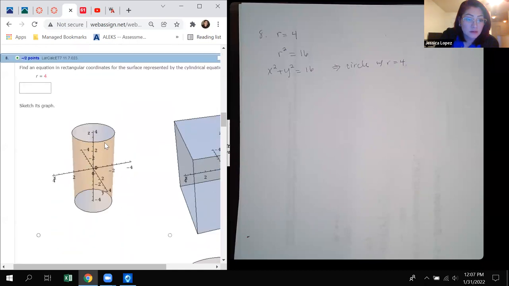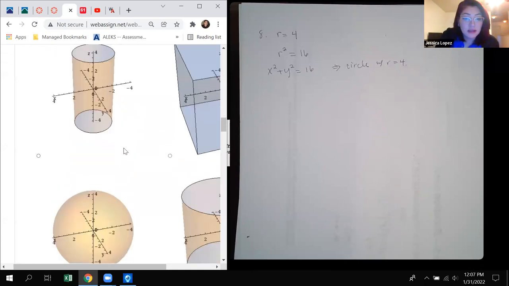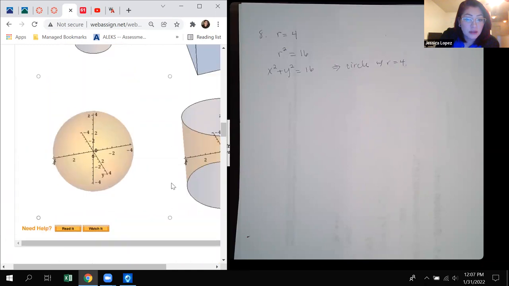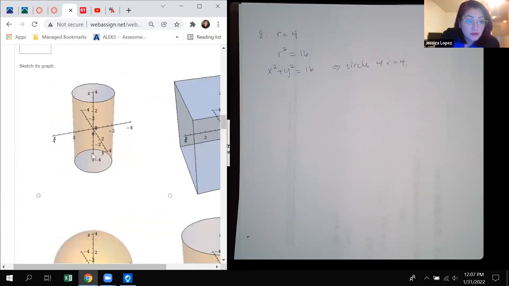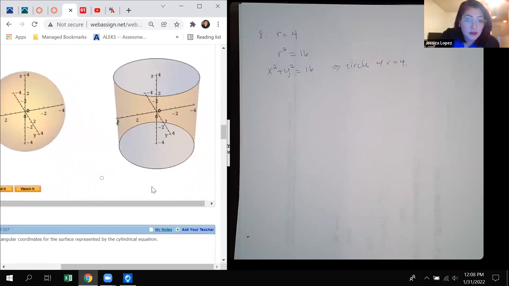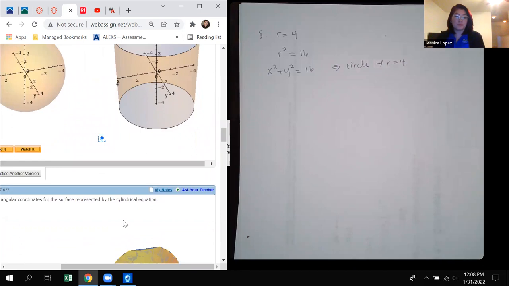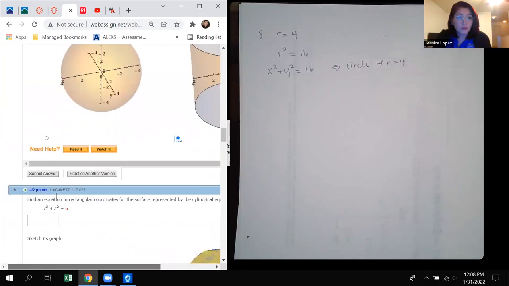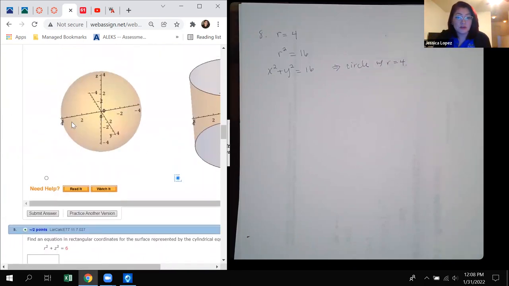So what is that going to look like? This one looks like it has a radius of 2, so that's definitely not ours. This one has a radius of 4, and so this one will be our cylinder. Remember, in order for it to look like a sphere, it would have had to have x squared plus y squared plus z squared equal to 16.